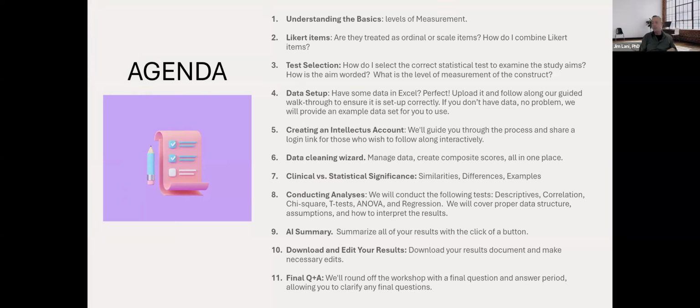Okay, Likert type items, are they ordinal or are they scale? That flows from the levels of measurement conversation. Okay, test selection, how do I pick the right test? Okay, how do I set up my data?